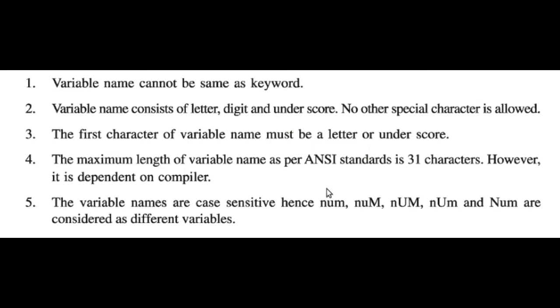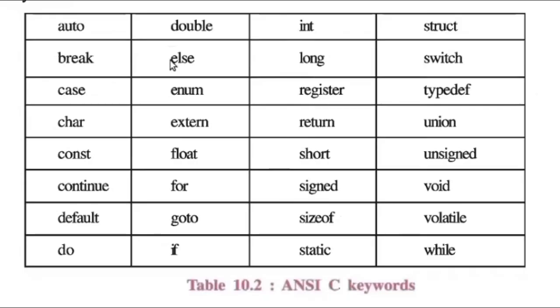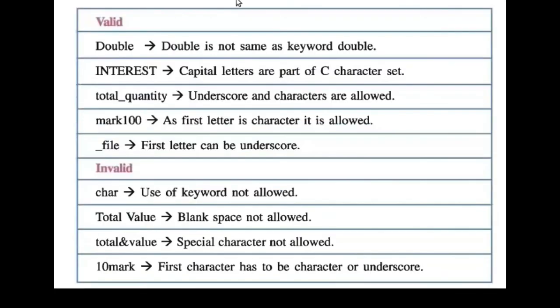Now valid and invalid variable names. So this is double. Since we know that double here is a keyword, you will find it here. Double is a keyword, but it is small. Here we have kept D capital, so it is a valid variable name. This is INTEREST, all capital letters. Okay, and it is part of the C character set. So we can create this kind of variable name.